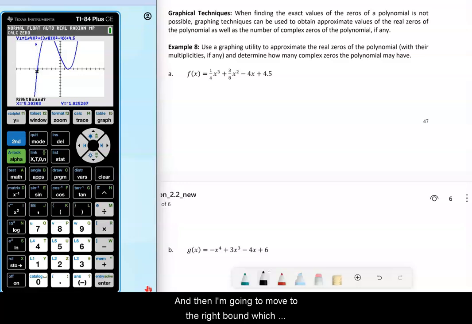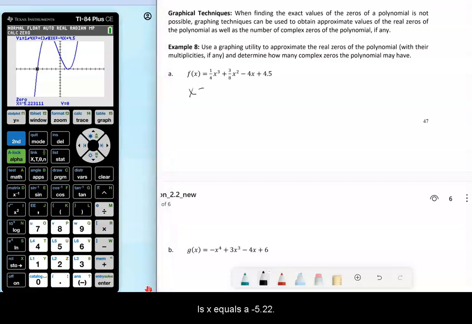And then I'm going to move to the right bound, which means just hit this right cursor to where we're on the other side of the x-axis and hit enter. And then my guess, and my 0 is x equals negative 5.223, just approximating to 3 decimal places. And it has an odd multiplicity.